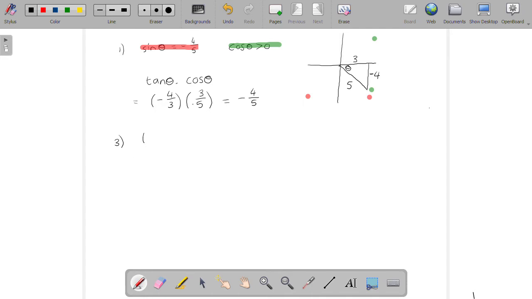Nommer 3 gaan ek eers so gaan skryf. Tan van theta is 3 oor 7. Dividing by 7 on both sides. And then they also tell you that cos of theta is bigger than 0. Meaning that, oopsie. What do we have there?